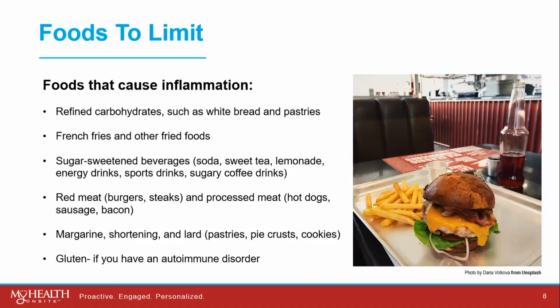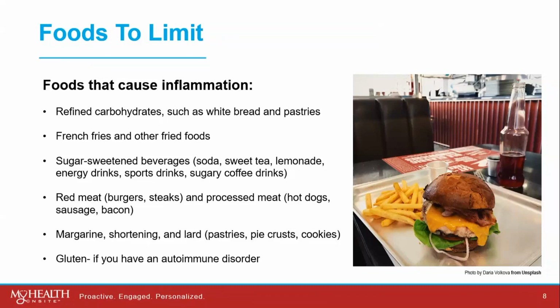We also want to limit red meat that comes from cuts of steak or ground beef made into burgers, and other types of processed red meat, which includes hot dogs, sausages, and bacon, because those have been found to be pro-inflammatory. Margarine, shortening, lard, which is typically found in pastries and pie crusts and cookies and other baked goods, are pro-inflammatory as well. And gluten is an iffy one.